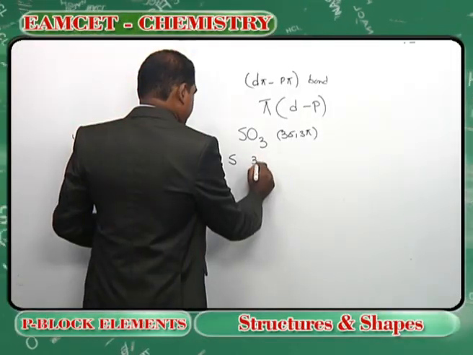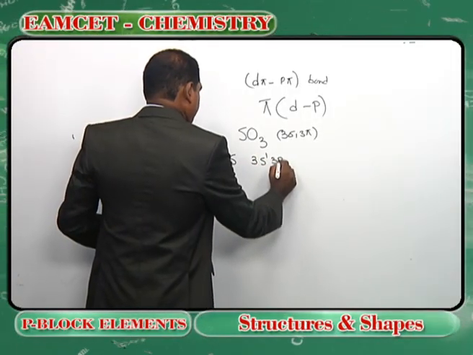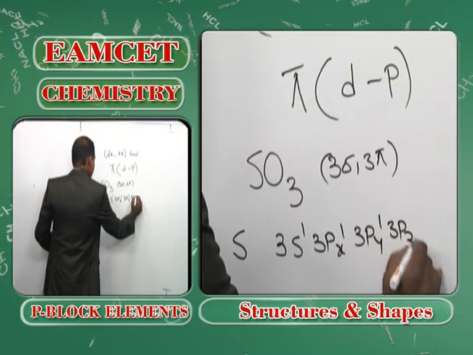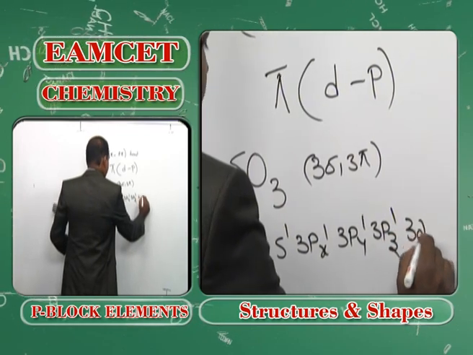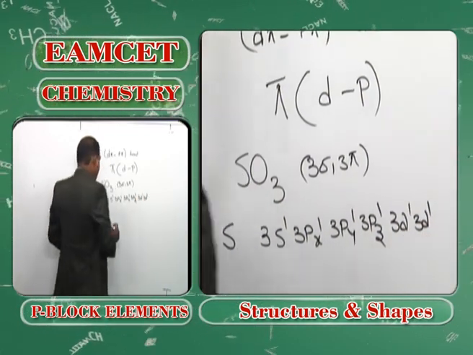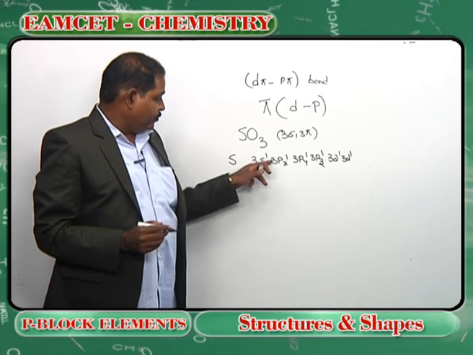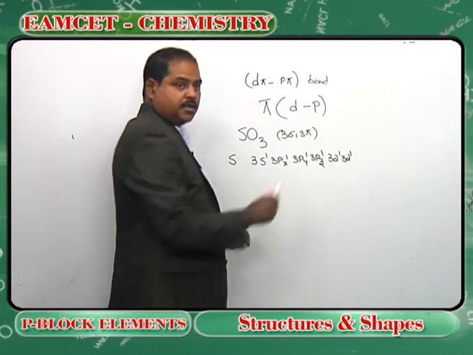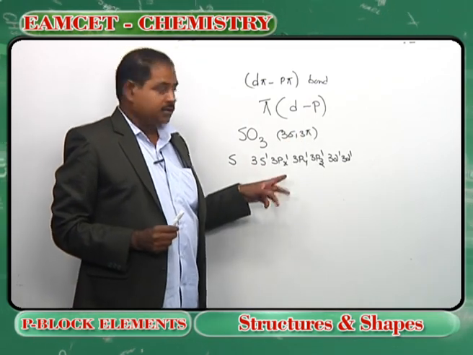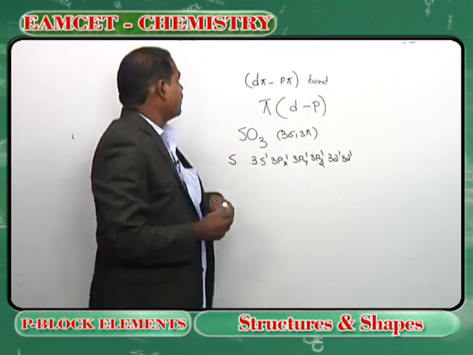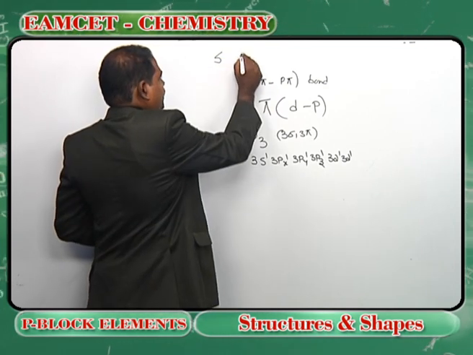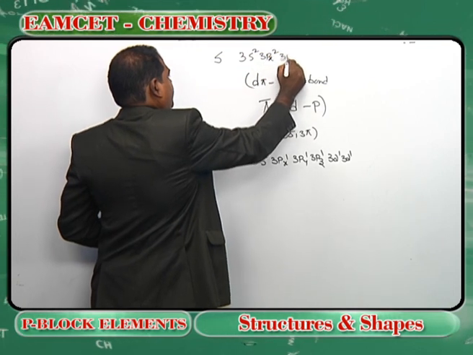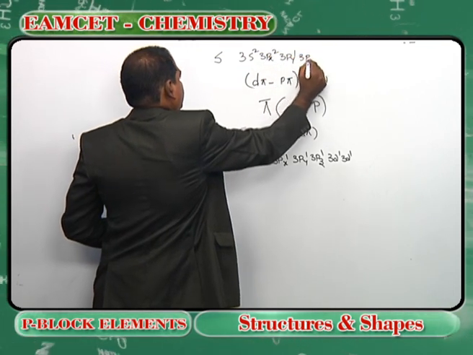So, you write down the excited state, 3s1, 3px1, 3py1, 3pz1, 3d1, 3d1. This is the excited state of sulfur, in which you see 6 unpaired electrons, 1, 2, 3, 4, 5, 6. You have 6 unpaired electrons, and now this is the excited state of sulfur. Otherwise, the ground state of sulfur is like this, 3s2, 3px2, 3py1, 3pz1.